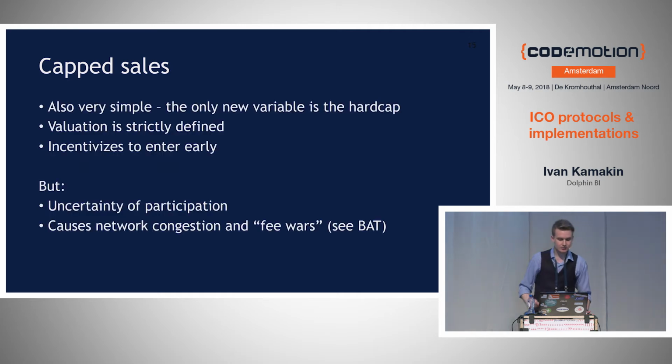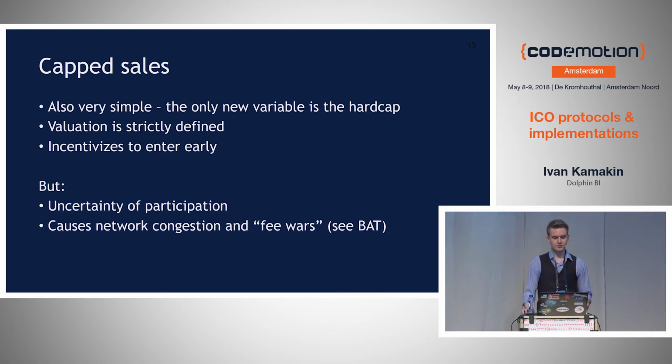The capped sales are also very simple, as we've seen. And the feature here is that the valuation is strictly defined. So the investors always know which percentage of tokens they have. Also, they are incentivized to enter the crowd sale early because otherwise they may simply be too late. However, there also comes the main problem, that the army of investors trying to get in may pretty much stop the network in its tracks with all of their transactions.